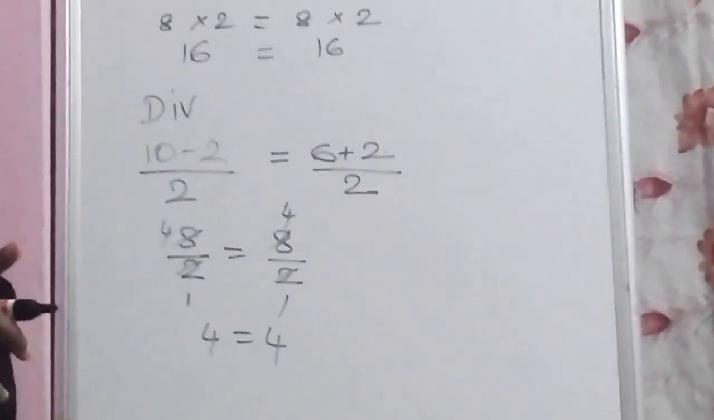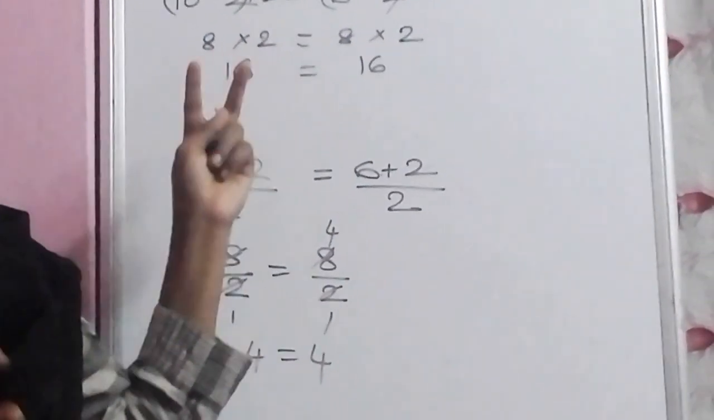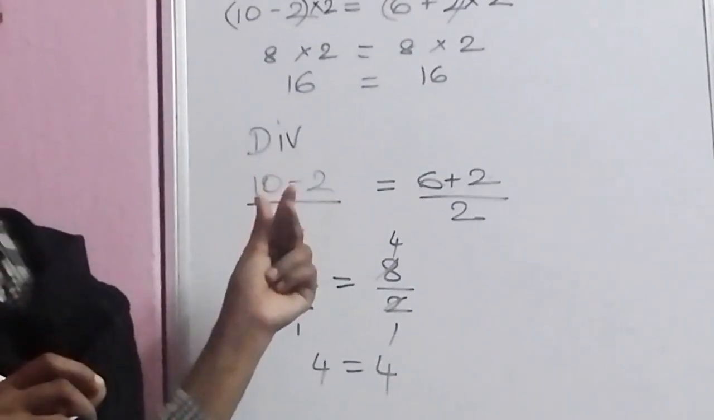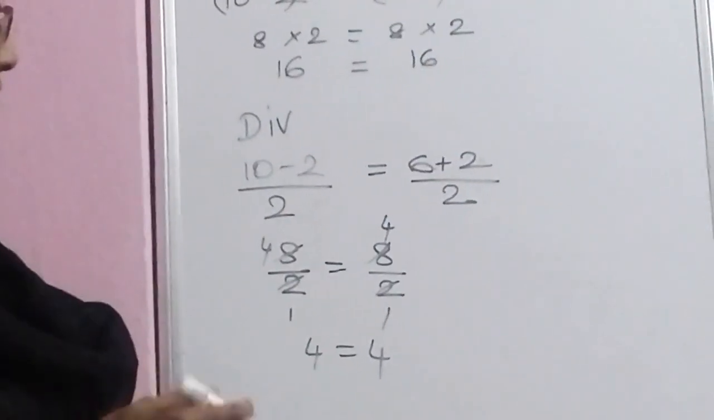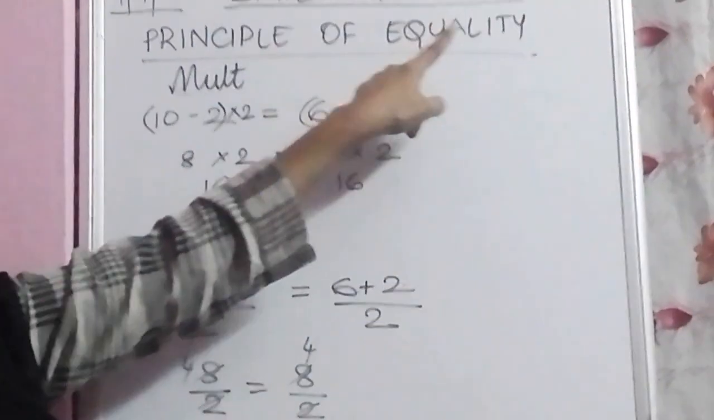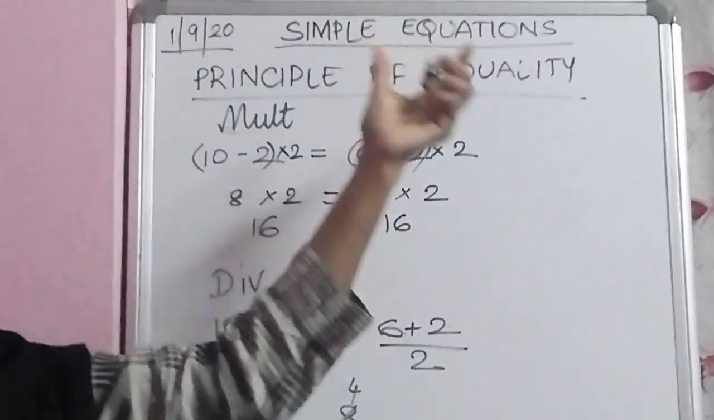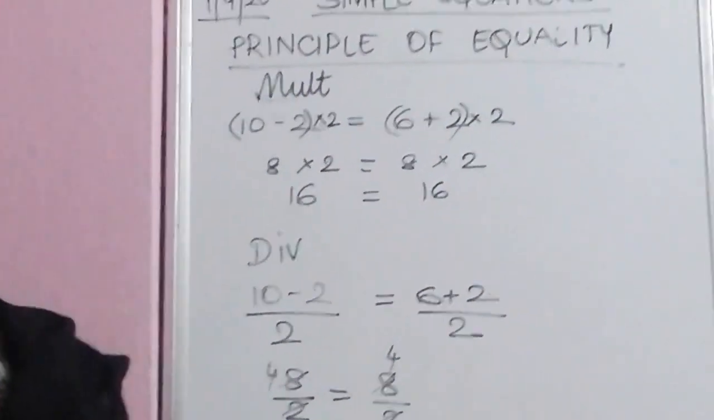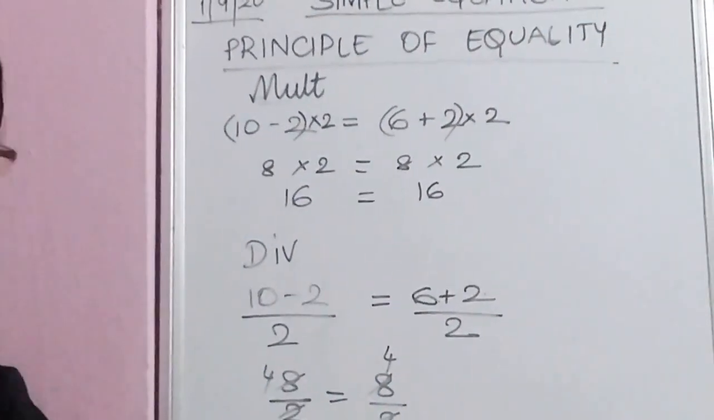So we have seen that when we add on both sides the same number, the equality does not change. When you subtract, when you multiply and when you divide with the same number on both the sides, the equality does not change. So this method is called the principle of equality. Whatever you do on the LHS, you should do with the RHS also. That is the meaning of principle of equality. The other name for this is balancing method.